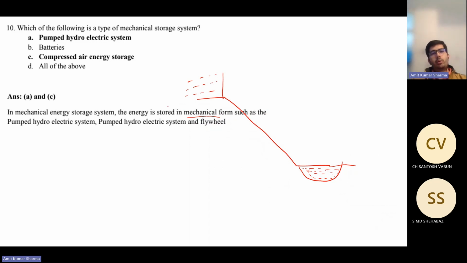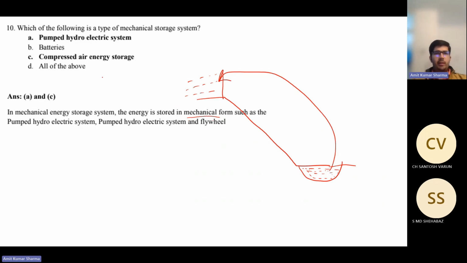Okay. So in this, suppose there is less demand. What will we do? We will pump this water back to a higher level, so that we gain potential energy, and in the case of high demand we can generate more power. So basically we are storing the energy.